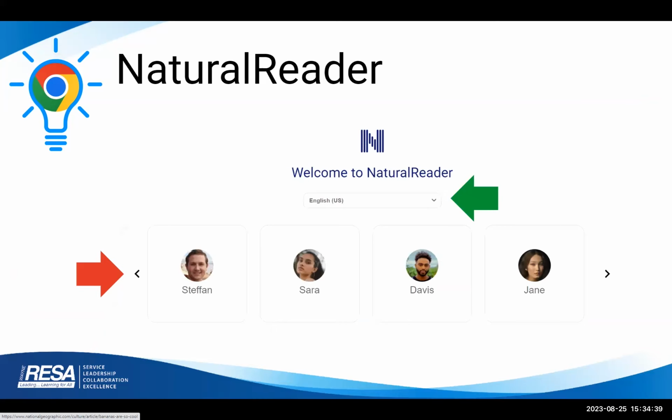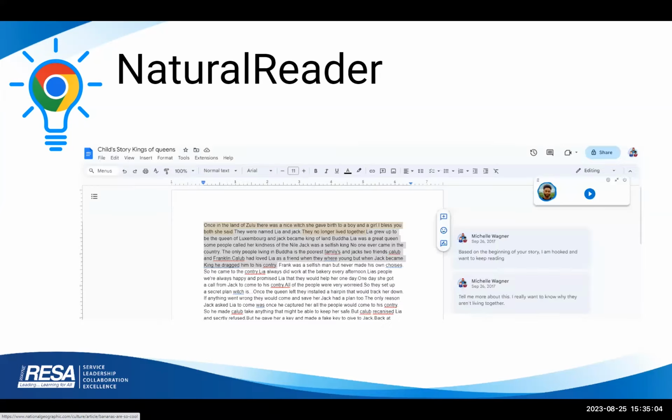One thing I really like about Natural Reader is you get to pick who's going to read to you. So you can see here, when you sign on, you can pick your language, you can pick the person that's going to read to you. Davis is the one that I typically pick. That's who you just heard, but you can also pick Stefan or Sarah or Jane, and there's a whole other page of people that you can choose. So students can have a lot of fun in terms of picking who's going to read to them.